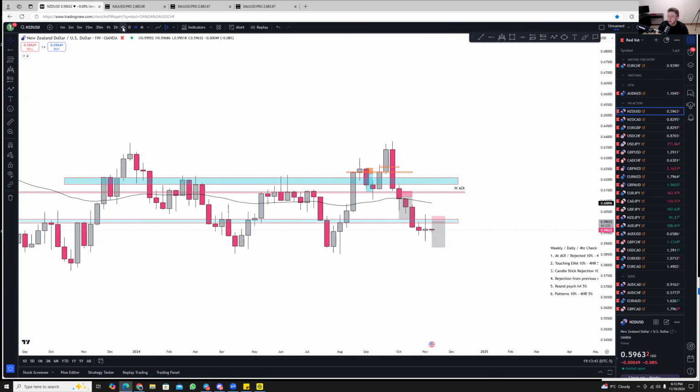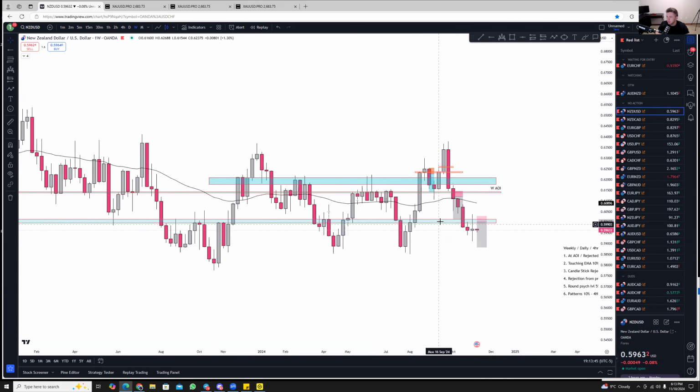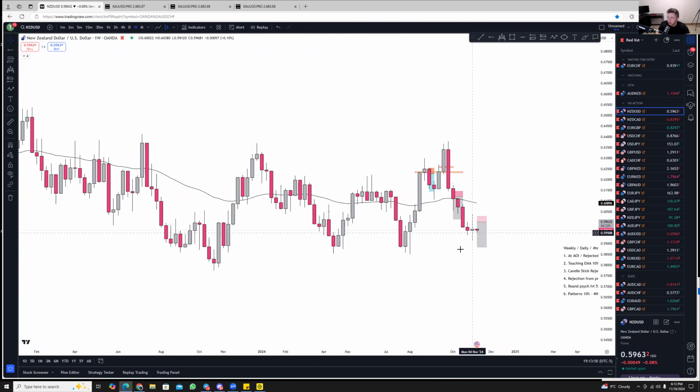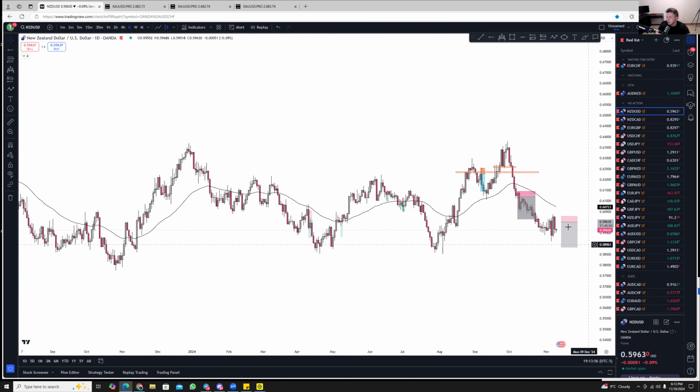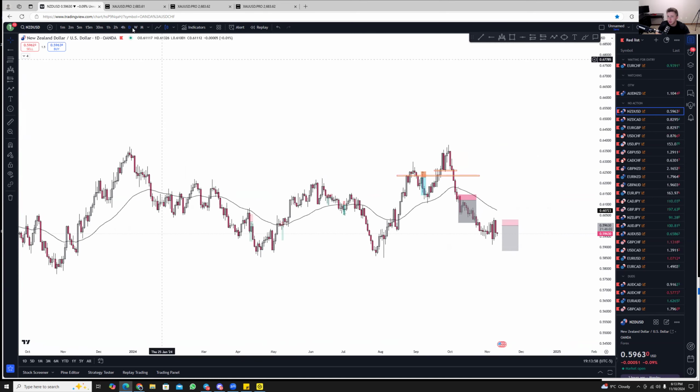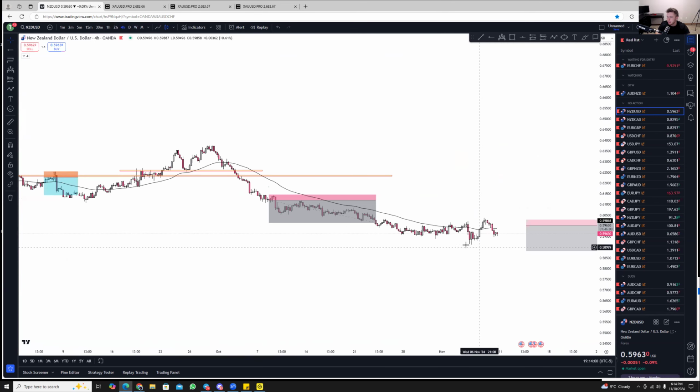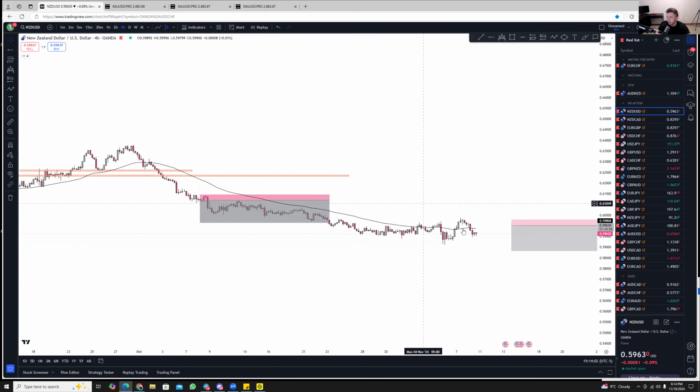So weekly is bearish. I like that we're, oh, you know what we forgot to do here? Sorry, guys. We got to start all over again. Weekly is bearish. Daily is bullish. And 4 hour is currently bullish.